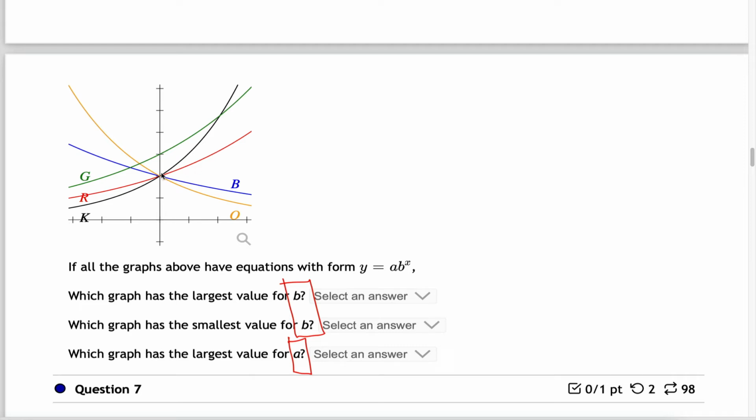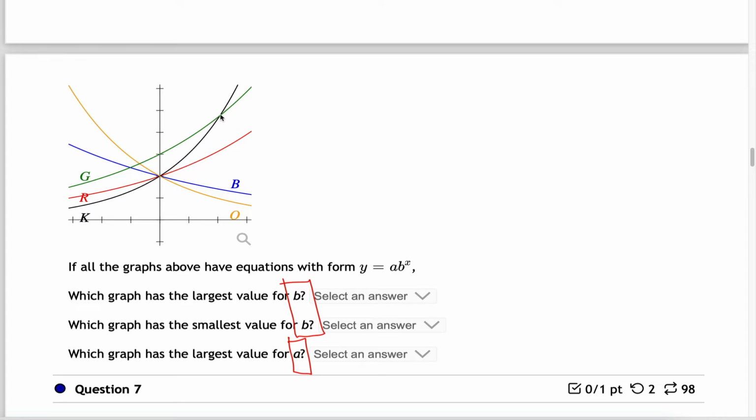Well, B is also how much you multiply a given height by each time you take 1 step to the right. So note that red and black have the same height right here, but if I take 1 step to the right, black is higher up than red is. So black must have been multiplied by a bigger number than red got multiplied by.